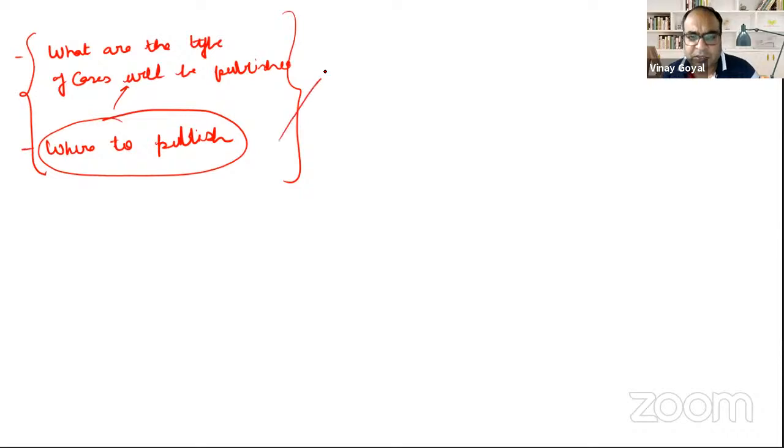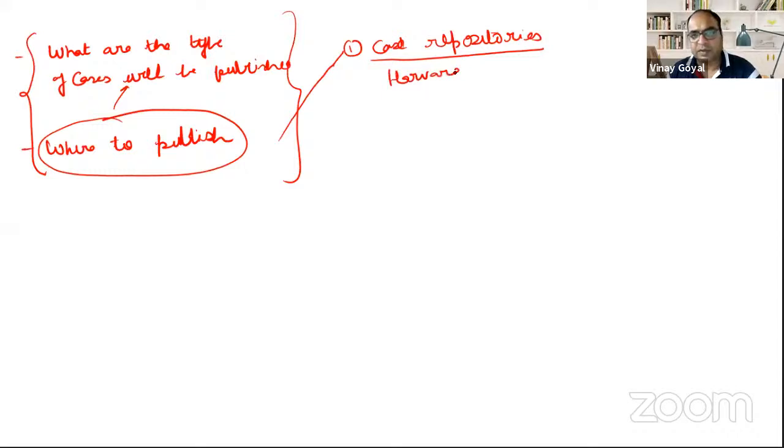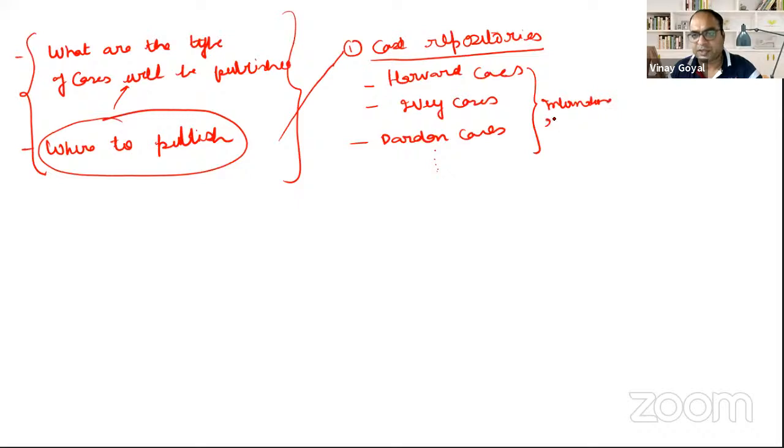Now, there are various sources where you can publish. The first one is what you call case repositories. Which are the biggest repositories of the world? You would have heard about Harvard case study, the biggest repository, Harvard cases. Then you have similarly Ivey cases. Then you have Darden. Right, so there is a list like this. All these are international repositories.